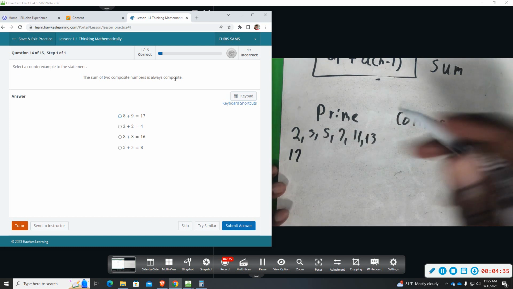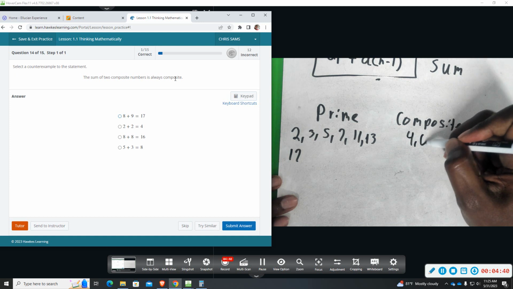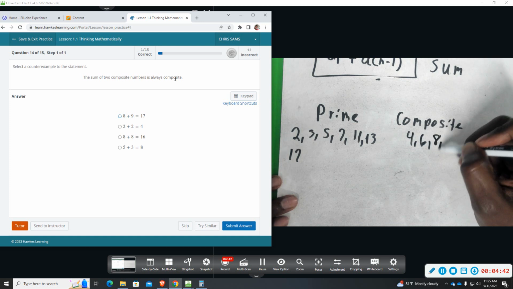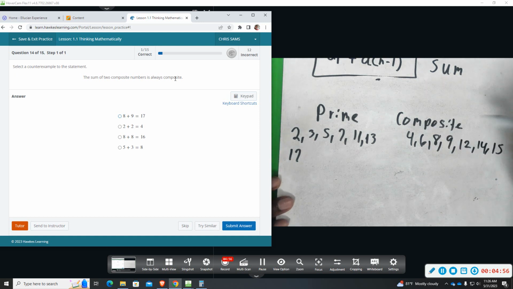So these are prime. If it's not prime, it's composite. That would be 4, 6, 8, 9, because 3 times 3 is 9 and 1 times 9 is 9, and then 12. Basically most of the even numbers, 14, and then 15. If it's not prime, it's composite. So that's what they mean when they say composite: a number that has more than itself and one as factors, or more than two factors.